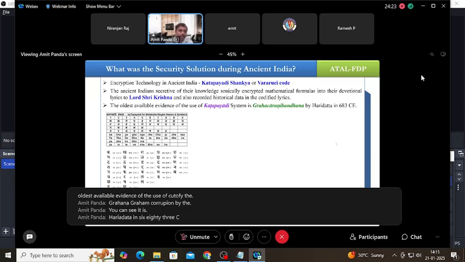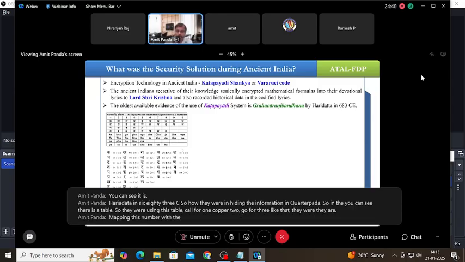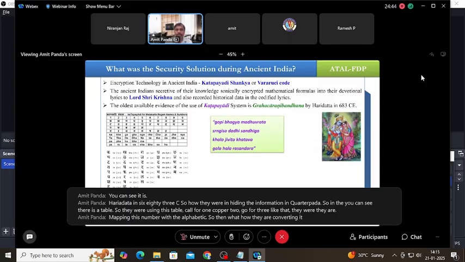So how were they hiding the information in Kattapayadi? You can see there is a table. They were using this table, with rows one, two, three, like that, mapping these numbers to the alphabet. That is how they converted text to numbers, meaning encrypting.